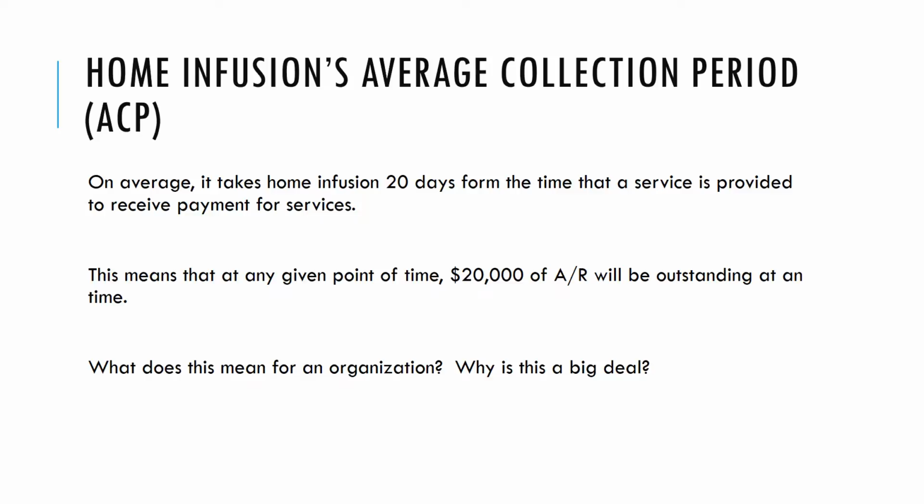Now, what this does is it assumes a constant uniform rate of services provided, and what it also means is that at any given point in time, there is $20,000 of accounts receivable. The reason I calculated $20,000 is because the ACP is 20, and we know that there are on average $1,000 of billings a day, and so 20 times 1,000 is 20,000. So that means at any given time, $20,000 of accounts receivable will be outstanding. Now, what does this mean, and is this a big deal? If you are listening and taking notes, I would take a lot of notes on what I'm about to explain.